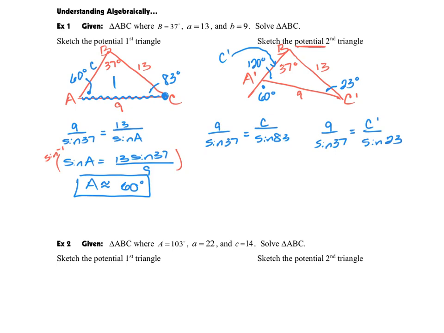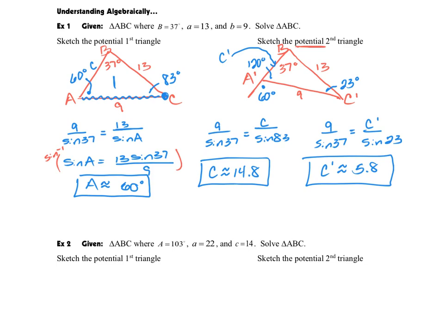So once we type that in our calculator, we're going to get C is approximately 14.8 if I'm rounding my sides to tenths. On my other, I'm going to do this cross multiplication, so I'll have the product of 9 times sine 23 divided by sine of 37, and on that, I'm going to get a C prime of approximately 5.8. Again, I'm rounding my side measures to tenths. Okay, so there we can get all of our measures, even though our picture wasn't drawn to scale, so that one was no big deal.